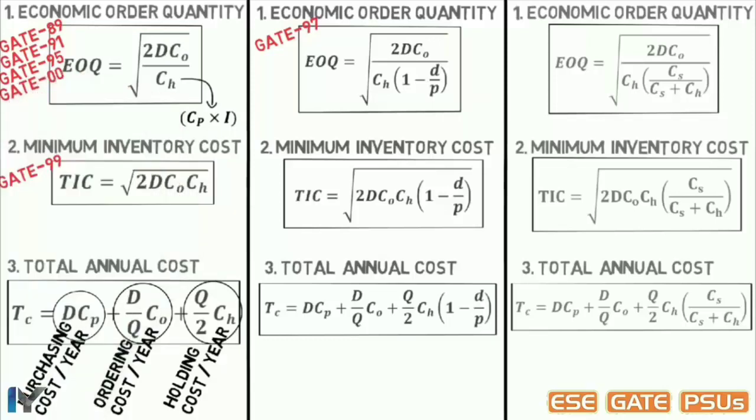In GATE 2000, a 5 marks conventional question was there with all the given data. They asked to find out EOQ and total annual cost.